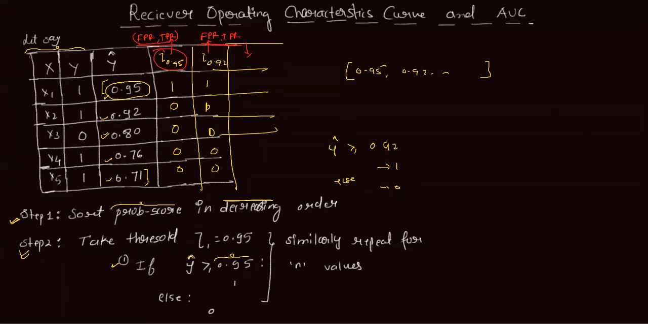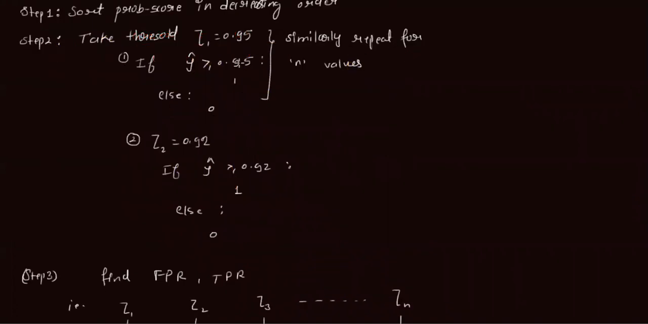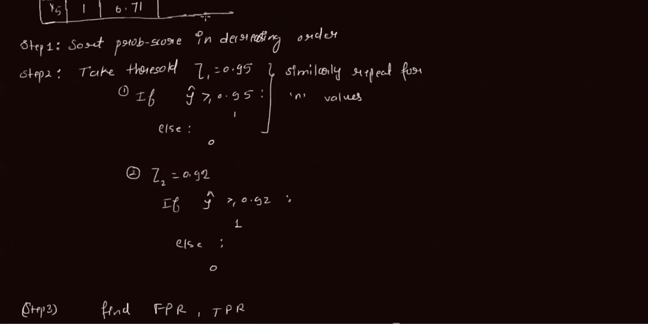Let me go to step number 3, which I have already written here. Let me repeat the steps once again. It might be boring, so just bear with me. First step, you have to sort your probability scores in decreasing order. Step number 2, take all the thresholds.